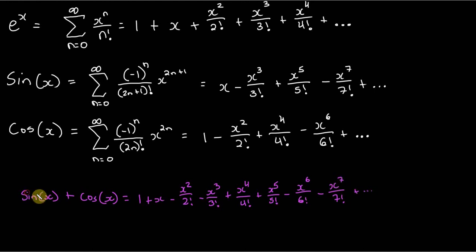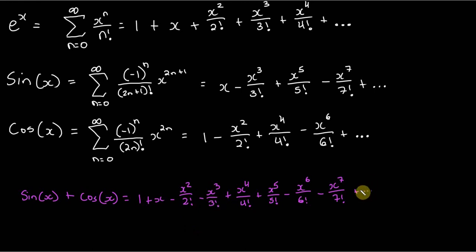Now let's compare the expansion when we add sine of x and cos of x with the series expansion for e to the power of x. One may have noticed that sine of x plus cos of x is strikingly similar to the expansion for e to the power of x. In fact, they have the same terms. It is very, very clear. They have the exact same terms: 1 plus x plus x squared over 2 factorial plus x cubed over 3 factorial, and so on. Look down here in magenta. We've got 1 plus x minus x squared over 2 factorial minus x cubed over 3 factorial, and so on.